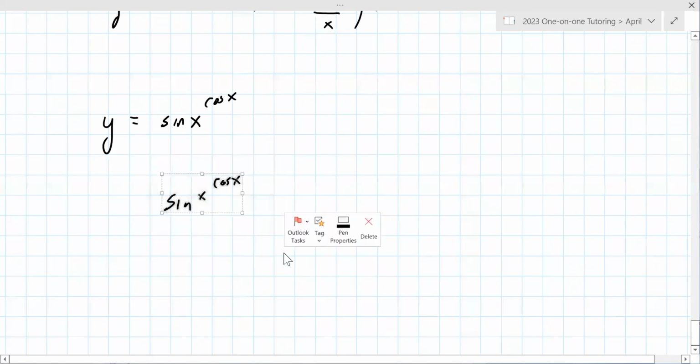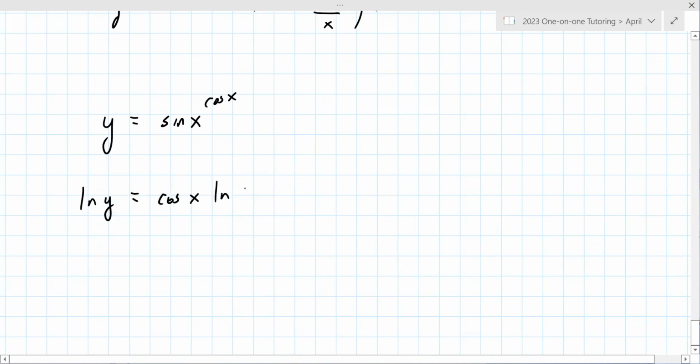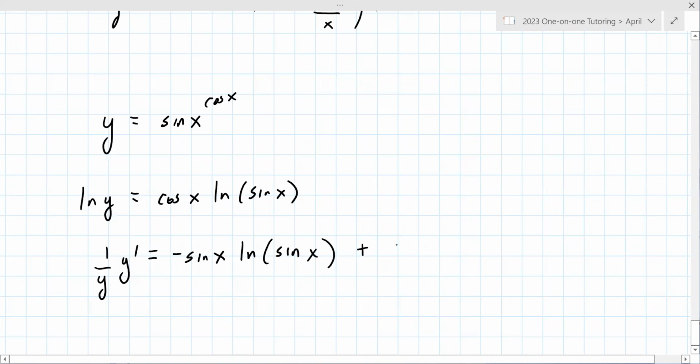So let's just go and see where you went here. I'm sure you did this. Natural log of y equals cosine x natural log of sine x. That's probably where you got that line down. Is that right? Okay. This becomes 1 over y times y prime equals, so this is product rule, right? Derivative of cosine is minus sine x, keep the second, plus cosine x, derivative of natural log of sine x is 1 over sine x times the derivative of sine x, which is cosine x.